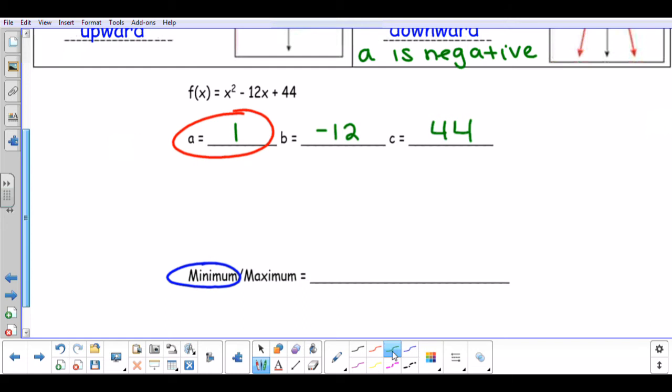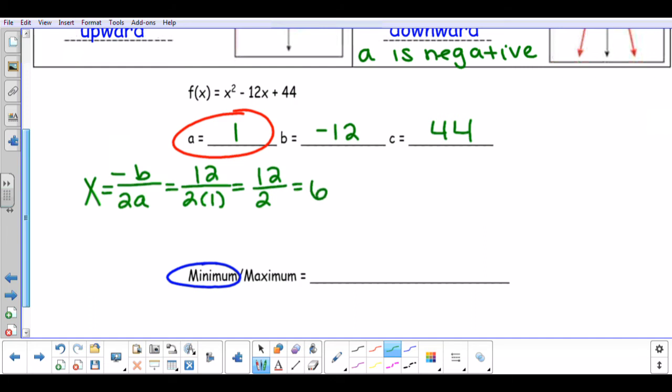Now I can go through and find the y-coordinate of the vertex. So before I can find the y, I have to find the x, and that uses the formula x equals the opposite of b over 2 times a. So in this problem, my b is a negative 12, so I'm going to make the opposite into a positive 12. And in the denominator, I'm going to have 2 times 1. 2 times 1 will give me a positive 2, so I'm going to have positive 12 divided by positive 2, which gives me a 6.